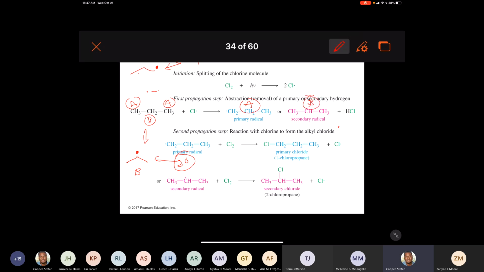Okay? And if I look at the course of the reaction, I can potentially get these 2 products. I can get a chlorination to form the 1-chloropropane, or I can get a termination to form the 2-chloropropane. If I had to ask you which product would be the major, what would you tell me?